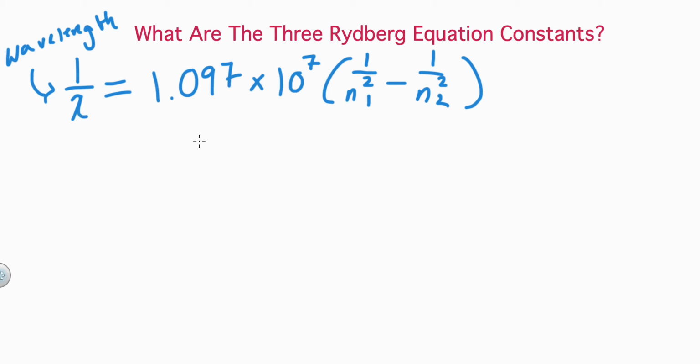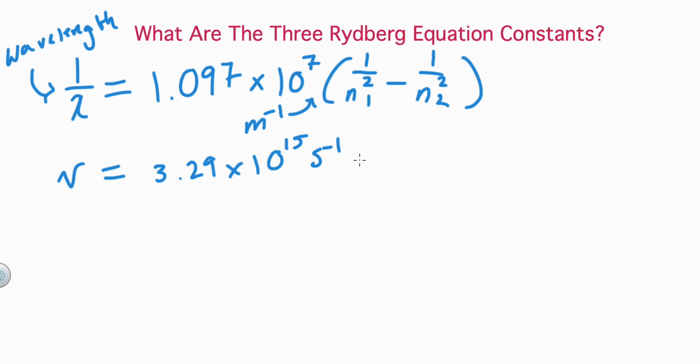Alright. Now the second equation is for frequency. And personally, I just memorized this. However, it's super simple to just solve for it. So it's going to be 3.29 times 10 to the power of 15 over seconds. Oh, I forgot there should be meters right there. That's 1 over n. Same exact thing. No over that. Oh my gosh, I'm messing up.